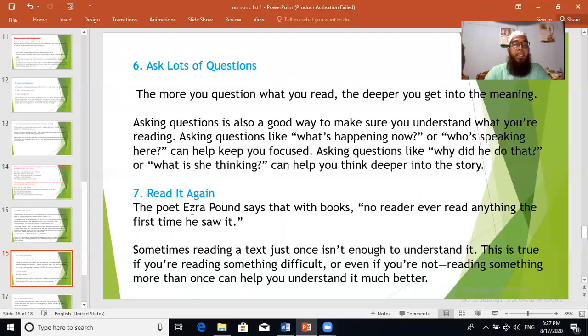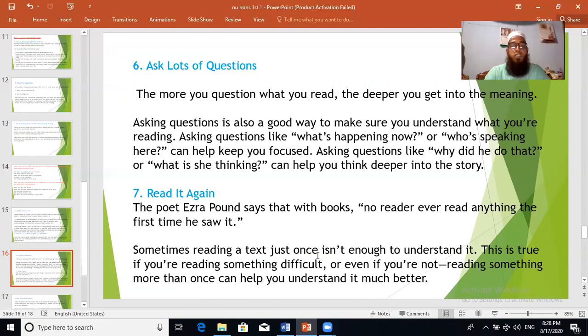You have to read it again. There is a quotation of a great personality. The poet Ezra Pound says that with books, no reader ever read anything the first time he saw it. What is the meaning? The meaning is that the first reading is not a reading actually, it's just seeing, according to Ezra Pound, a great poet. That means the first reading is just seeing, it's not getting meaning.